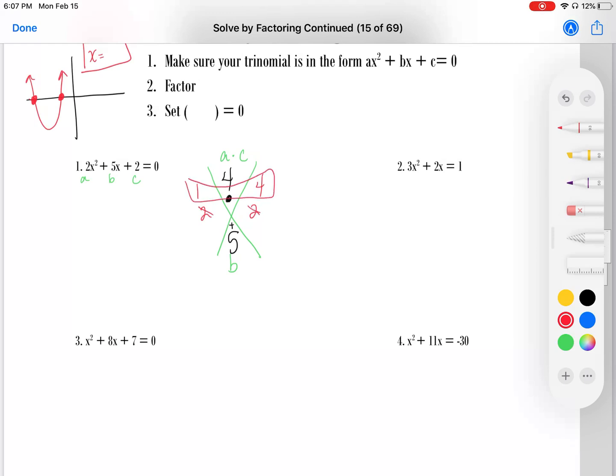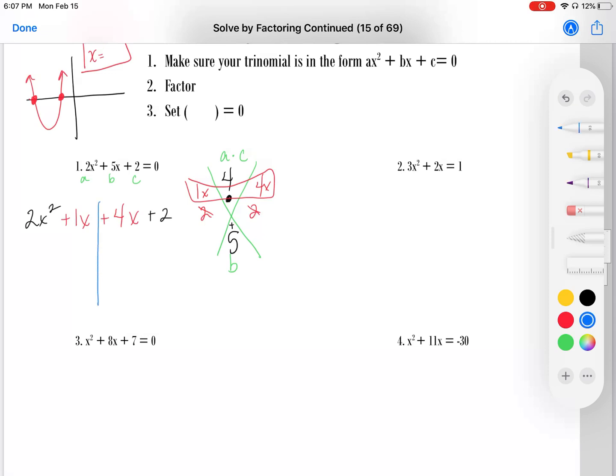1 times 4. So now what we do is we rewrite the first number, 2x squared. We split the middle, so plus 1x. If it comes from the X puzzle, you have to have an x with it. So there's a 1x and a 4x from the X puzzle. And then there's a positive 2 in the back.